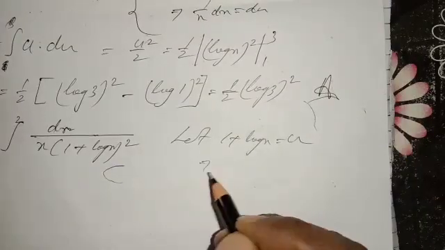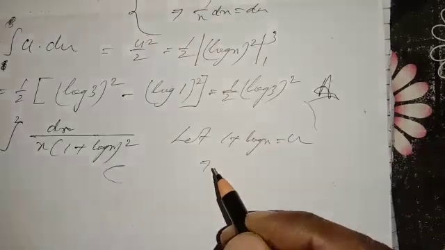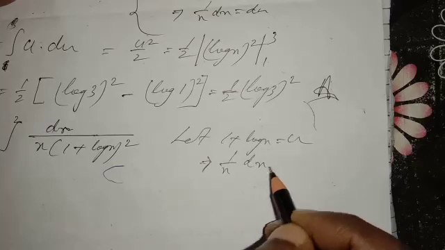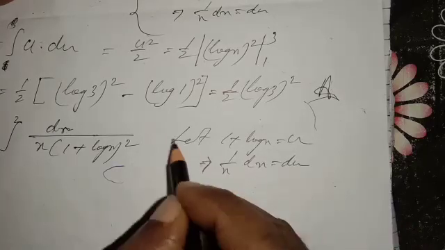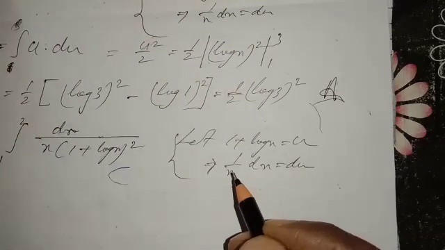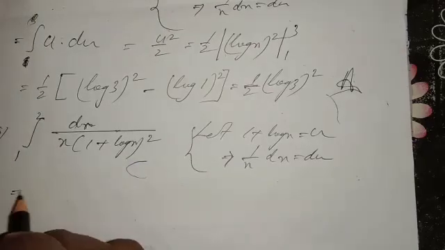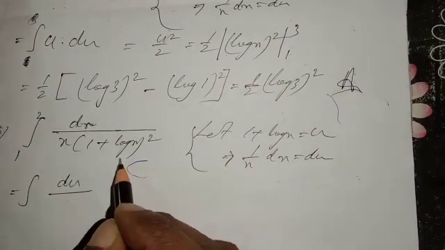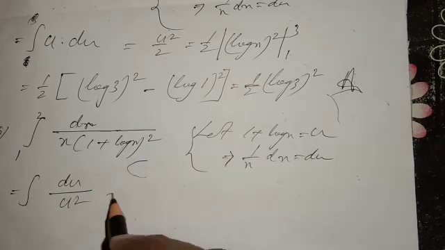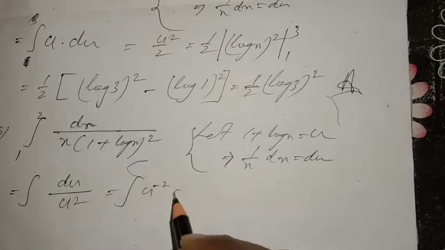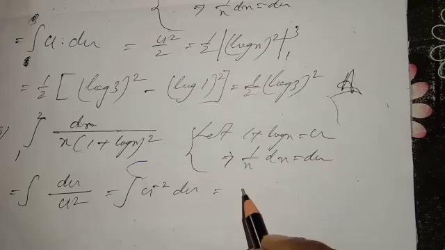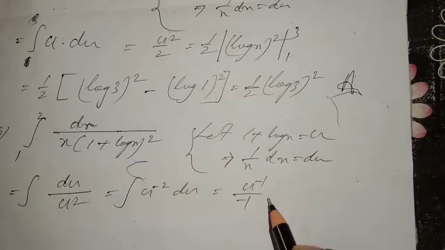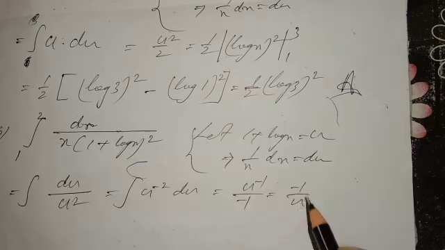Differentiating both sides, what will we get here? 1 derivative is 0. Log x means 1 by x dx is equal to du. Now dx by x means du, and 1 plus log x, that is u square. Now take it up, u to the power minus 2 du. The integration will be u to the power minus 2 plus 1 by minus 2 plus 1, which is equal to minus 1 by u.